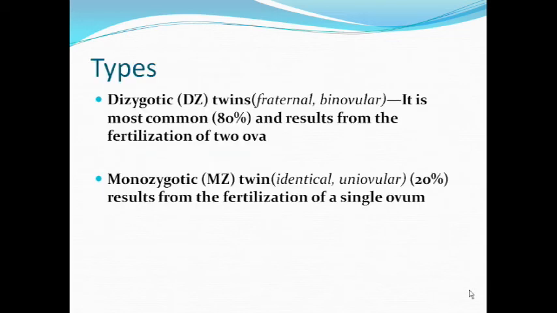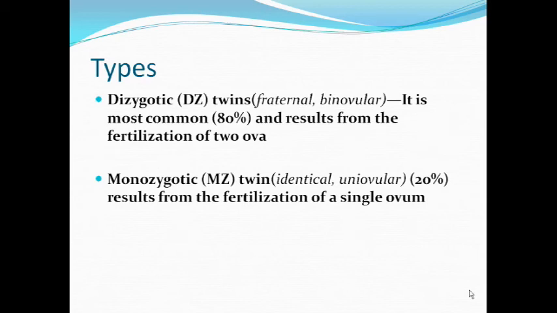Two types we can see. It is of dizygotic twins, also known as fraternal or binovular. It is most common. It is seen in 80% of the cases and results from fertilization of two ova. Monozygotic twins, also known as identical twins or uniovular, result from fertilization of a single ovum and are seen in 20% of the cases.